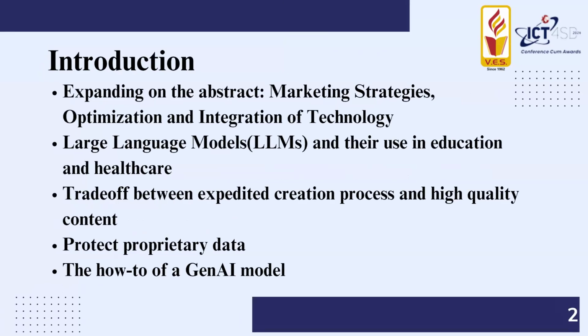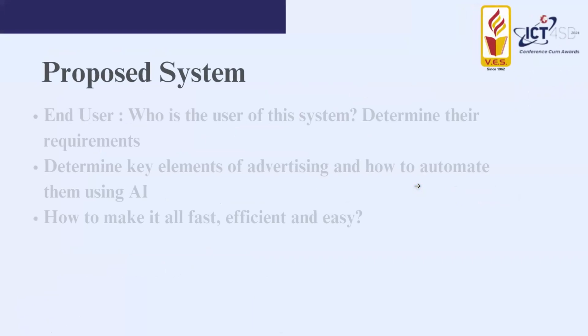Expanding on the abstract, there are various marketing strategies fundamental to consumer engagement and driving sales. These strategies need to be optimized, and the way through this is integration of technology to automate creative processes. LLMs have been proven to be helpful in domains such as education and healthcare. In the education domain, they can create study materials, and in healthcare, they can create targeted messaging to promote public health initiatives. But there is also a certain trade-off between these expedited creation processes using technology and the high-quality content that designers make. This paper discusses the development of sophisticated Gen AI models tailored for the marketing sector.